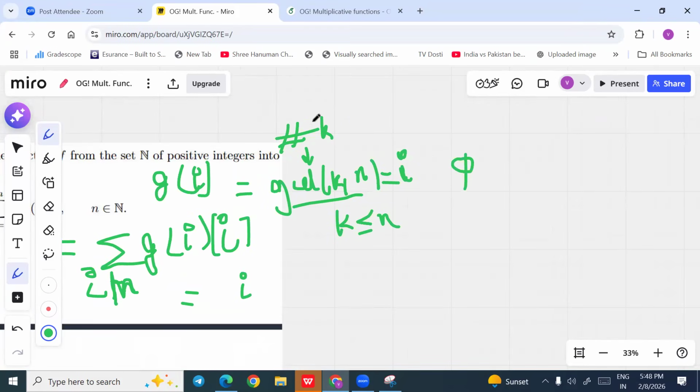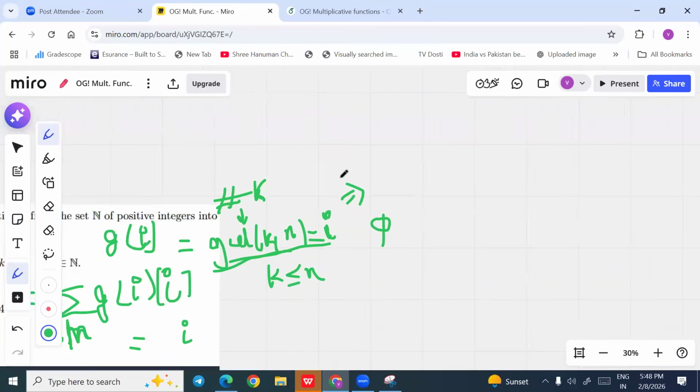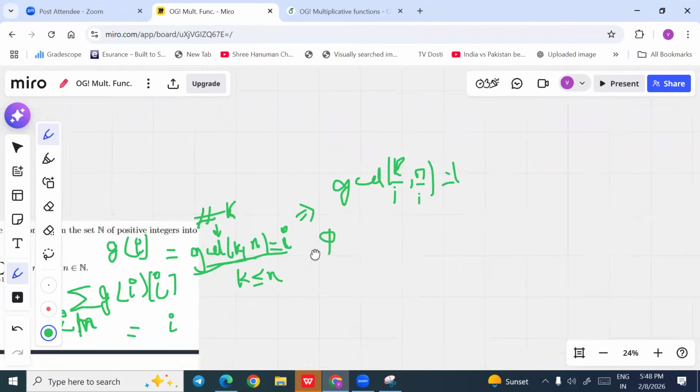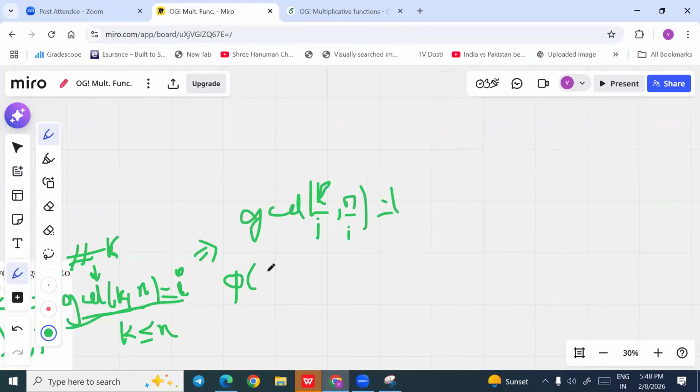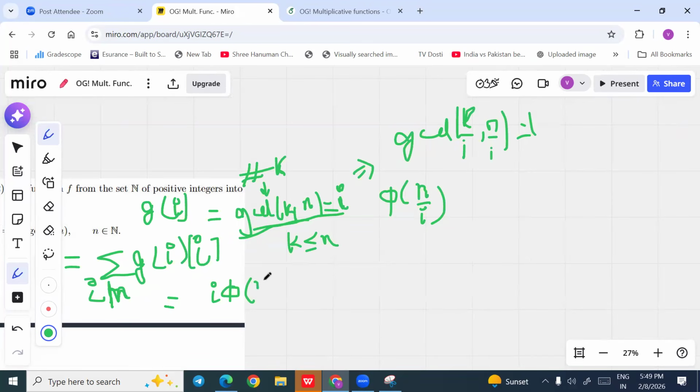Right, I see. So this condition would be equivalent to having GCD(k/I, n/I) equal to 1, right? Just divide by I on both sides. And since k is less than or equal to n, k/I is less than or equal to n/I. So essentially the number of such k/I is just phi of n/I. So it's just phi of n by I, times I.